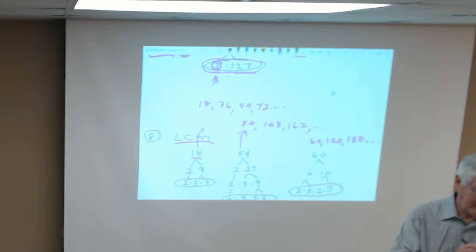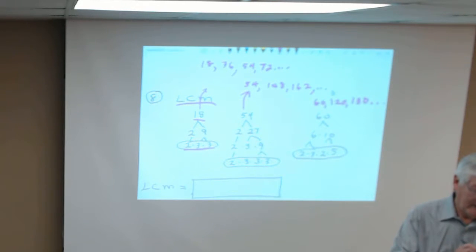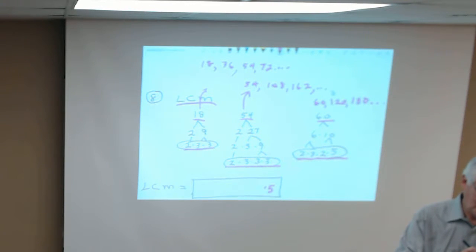With 18, it comes out to be 2 times 3 times 3. With 54, it comes out to be 2 times 3 times 3 times 3. And with 60, it comes out to be 2 times 3 times 2 times 5. So if I want all 3 of these numbers to be in my box down here, let's just start over here on the right. I need a 5 in there. Everybody see that? And I need 2 2s and a 3. Does everyone see that?